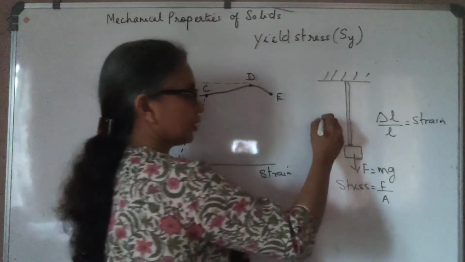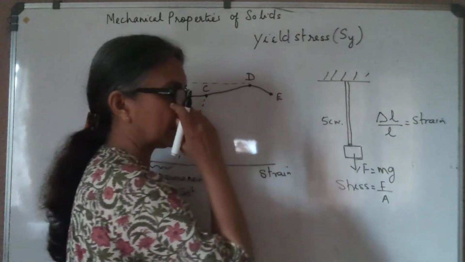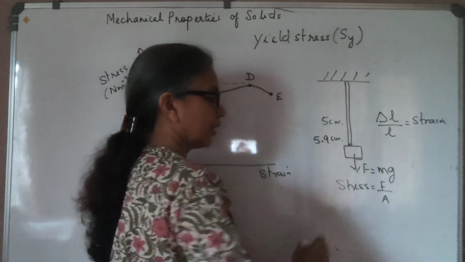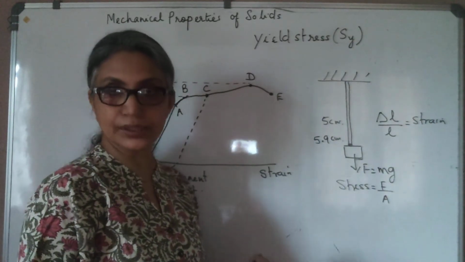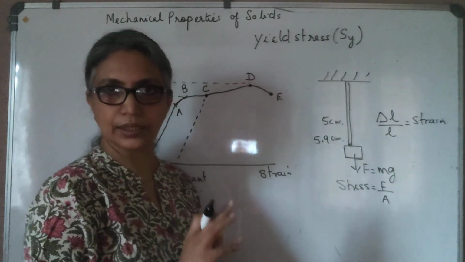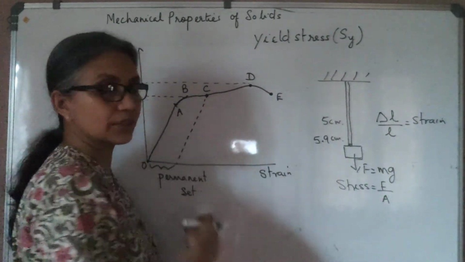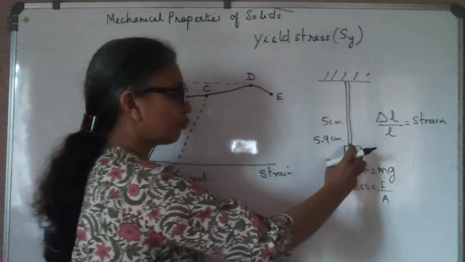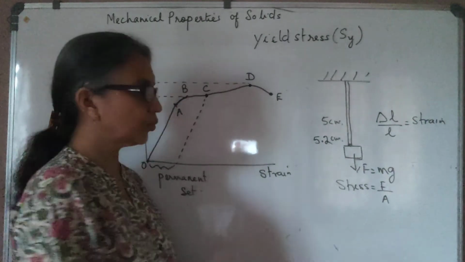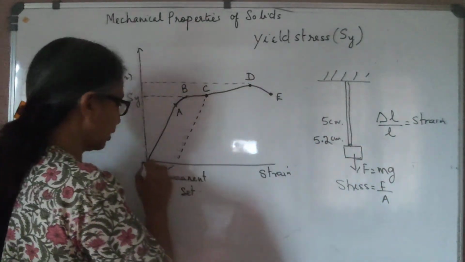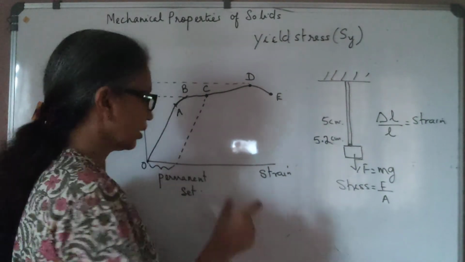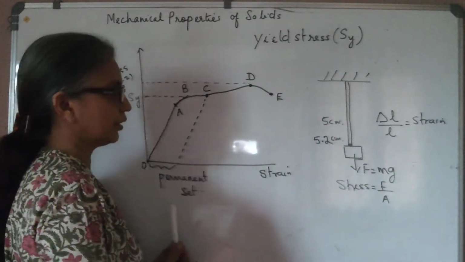For example, suppose this was 5 centimeter. You loaded it and it increased up to, let's say, 5.9 centimeter. When you completely unload it, if it is in the elastic region, it would come back to the original length of 5 centimeter. But at a point C like this, where it has entered into the plastic region, even if you remove the load completely, this might go back to, let's say, 5.2 centimeter, which means 0.2 is remaining as the strain. That is delta L by L is 0.2. So that is what I meant, that there is a permanent set in the material.